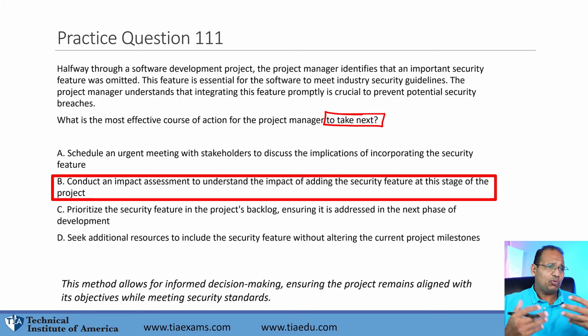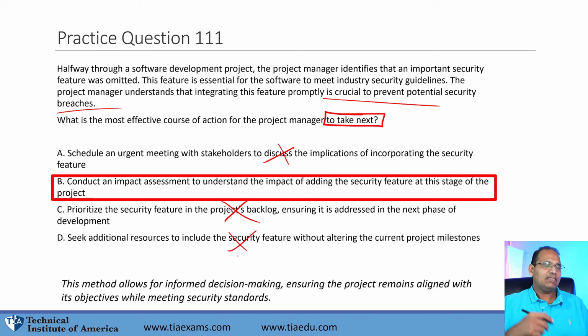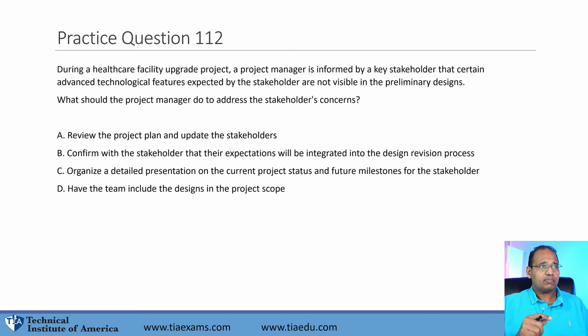Now, there's a couple of reasons why the rest of these are wrong. First of all, you should have eliminated C. The project manager cannot add to the project backlog and cannot prioritize the project backlog. Urgent to discuss? Well, we already know that if we don't incorporate it, there's going to be security breaches, so there's no need for A. Seek additional resources? Assess it before seeking additional resources, making B the best answer.